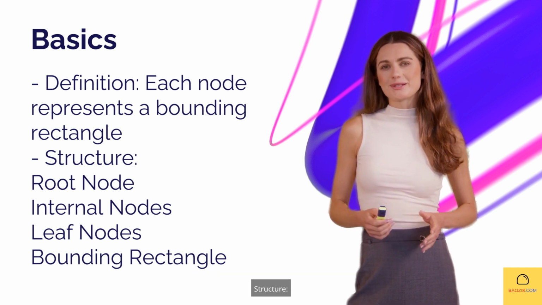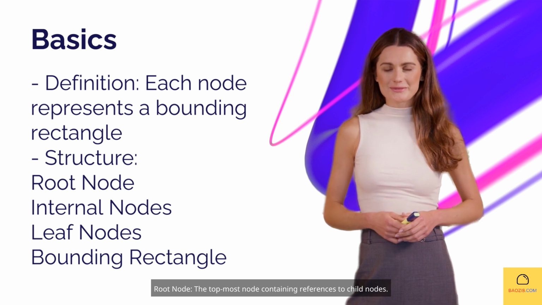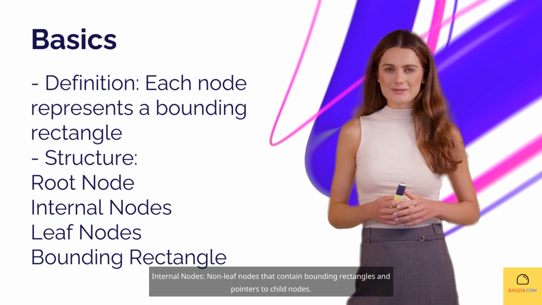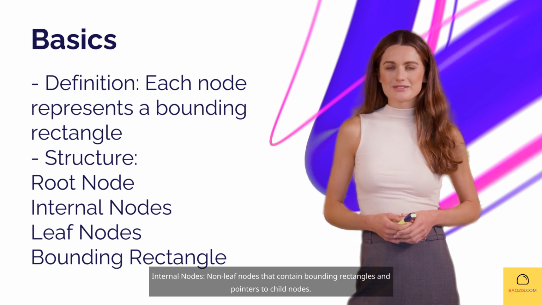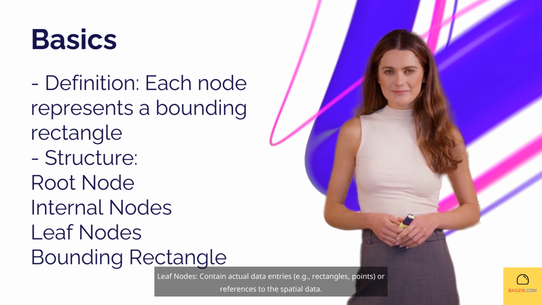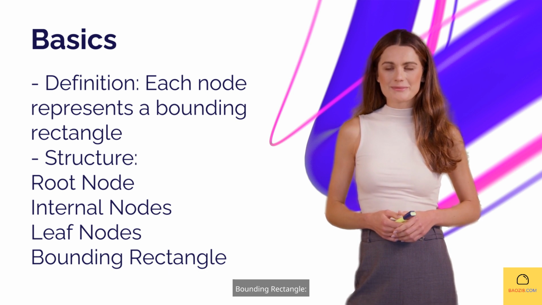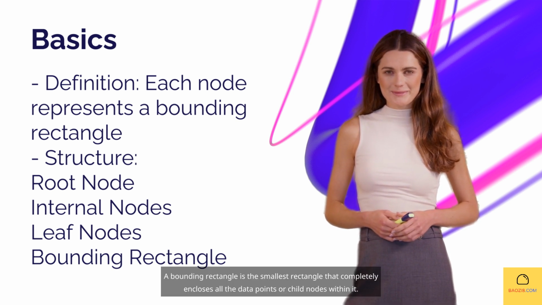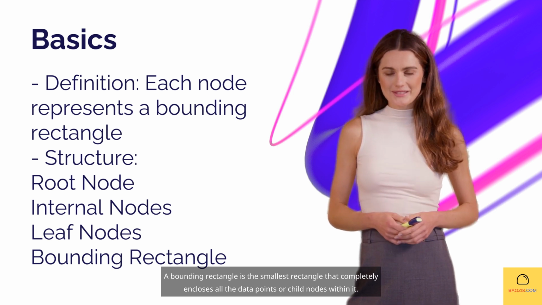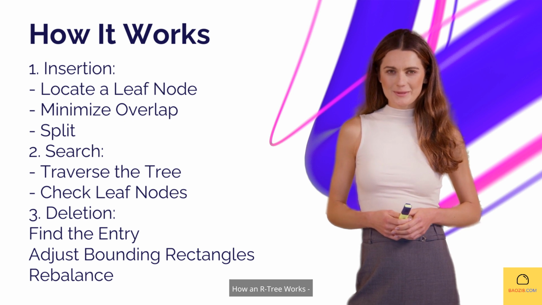Structure. Root node: the topmost node containing references to child nodes. Internal nodes: non-leaf nodes that contain bounding rectangles and pointers to child nodes. Leaf nodes contain actual data entries, e.g., rectangles, points, or references to the spatial data. Bounding rectangle: a bounding rectangle is the smallest rectangle that completely encloses all the data points or child nodes within it.